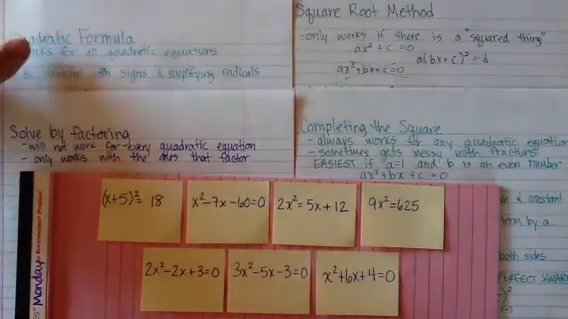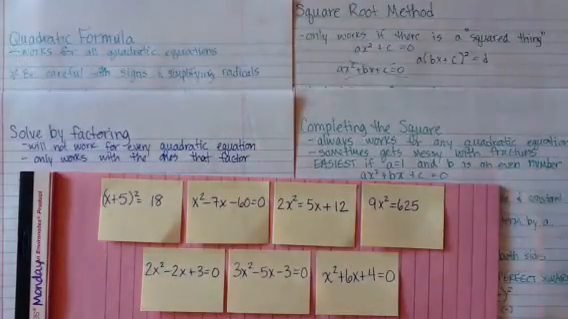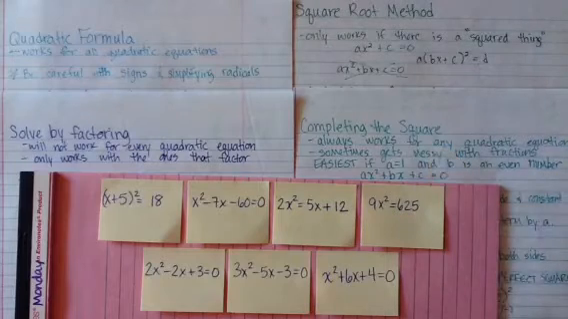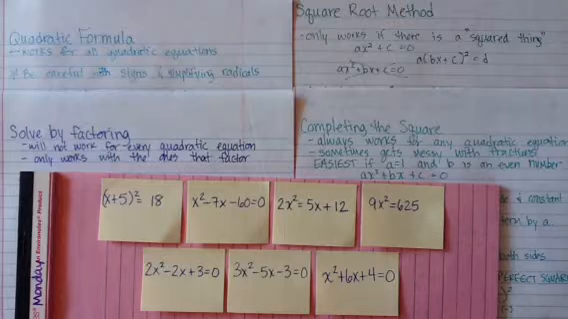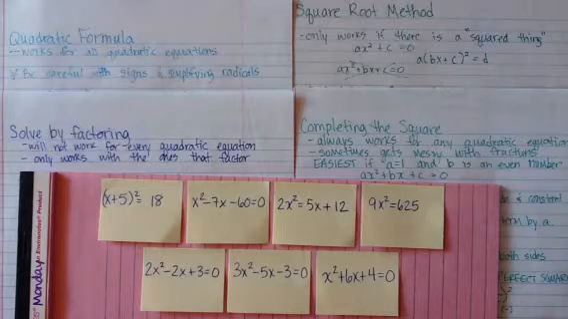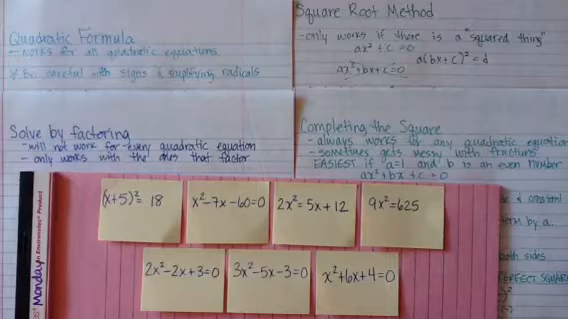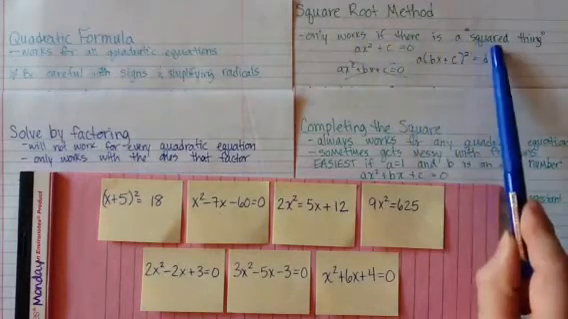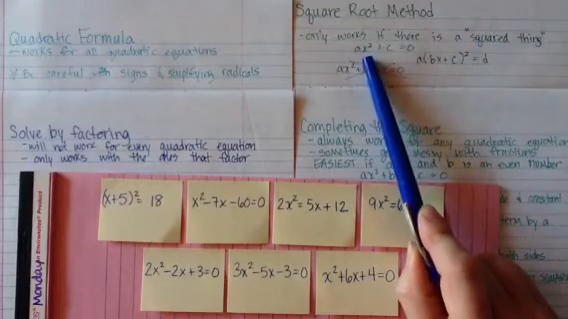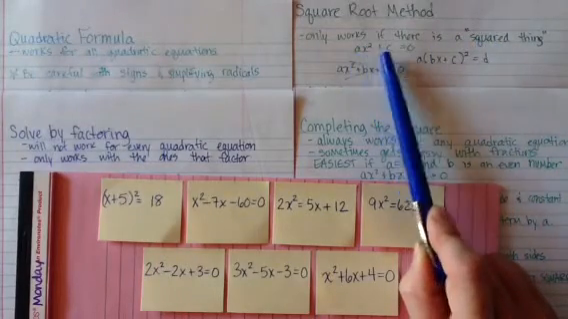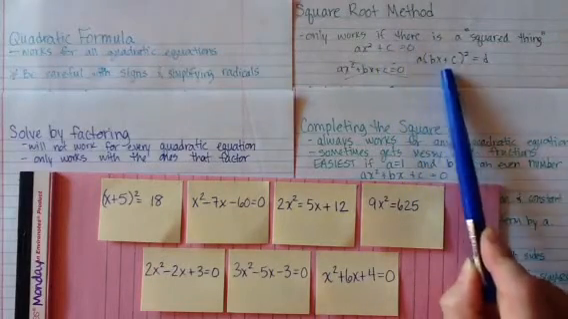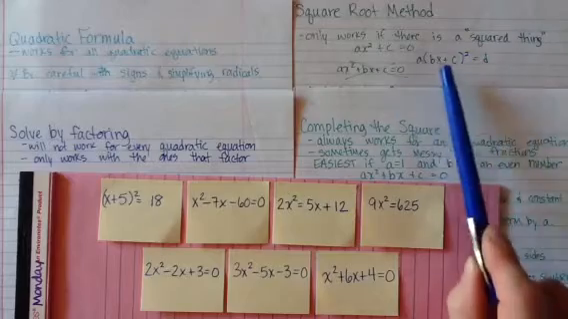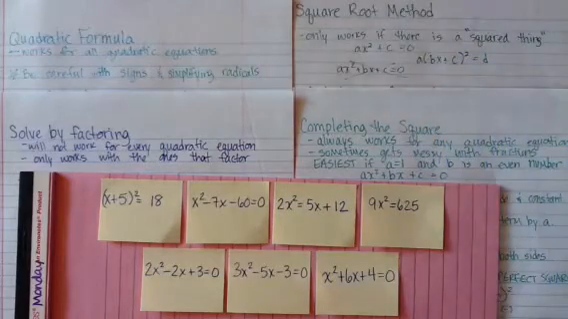Now the quadratic formula and completing the square will work for any of the quadratic equations that we have. So let's look through the square root method and solve by factoring to see which ones we should start with there. Now the square root method only works if there's a squared thing. So we're looking for equations that would either have just an ax squared and a constant term, maybe equaling 0, or that would have a parenthesis with a squared and maybe a coefficient and a constant term.